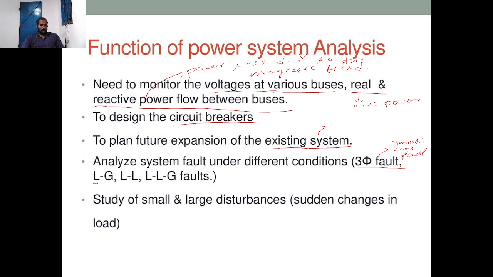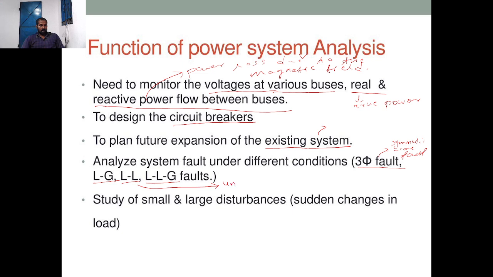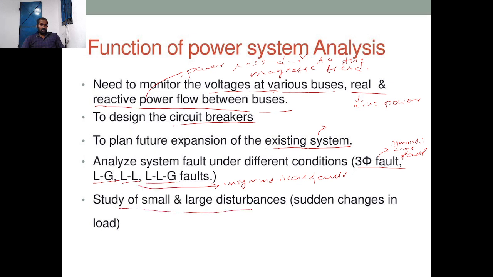And these line to ground, line to line, and double line to ground faults, these three faults are unbalanced. So which come under unsymmetrical fault. Okay. And at last we will study about the small and the large disturbances.